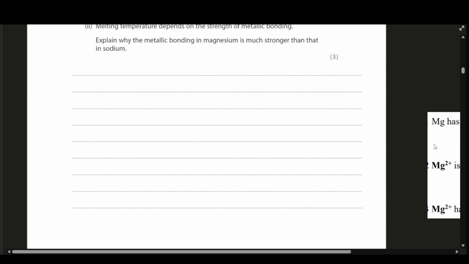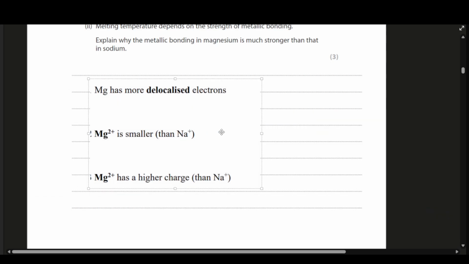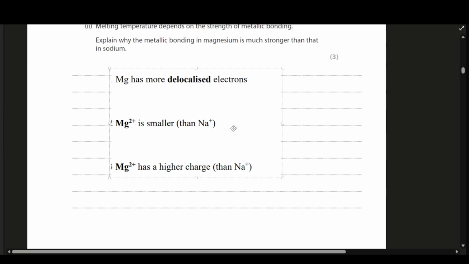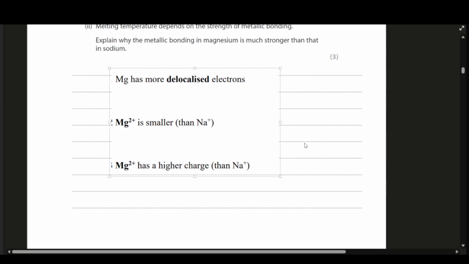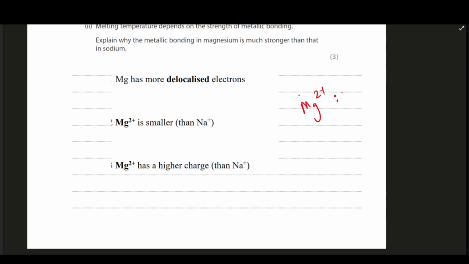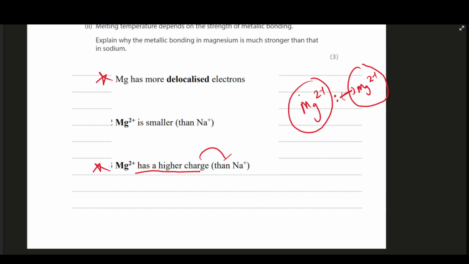Look, one thing is pretty simple. Magnesium has more delocalized electrons, right? The reason why? Because Mg2+ is being created. That means instead of one delocalized electron, there are now two delocalized electrons, right? So obviously the attraction will be higher, and since it loses more electrons, obviously it will have a higher charge than Na+. These 2 points must come in your answer.